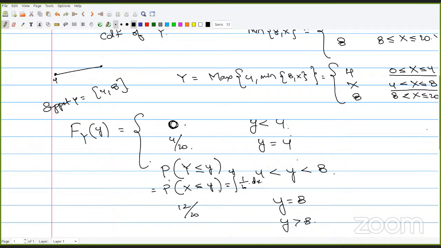So we are replacing y with respect to x. Y is equal to x. So that means I am computing probability in this interval, because when y is in the open interval 4 comma 8, it is open interval equal to x. So that is why it will be from 4 to y.